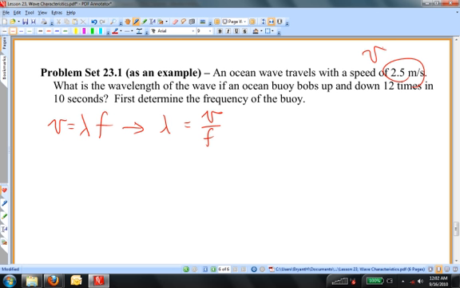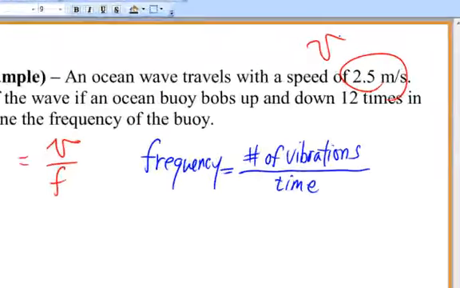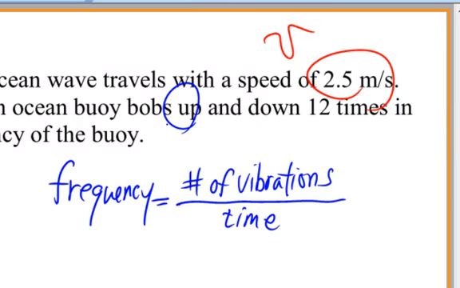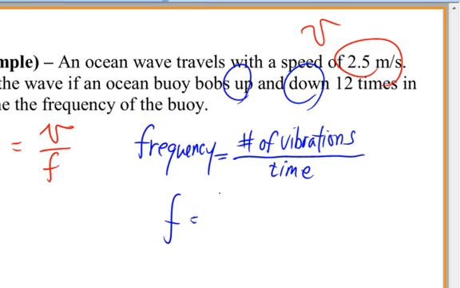If I could figure out a number for the frequency, I would be able to substitute it and figure out what the wavelength is. Well, what do we mean by frequency? Frequency is the number of vibrations per second. What do they tell me in this problem? They tell me that an ocean buoy bobs up and down 12 times. Well, this is a transverse wave, and the up part would be a crest, and the down part would be a trough. So I get 12 vibrations in 10 seconds. That's going to be the frequency.